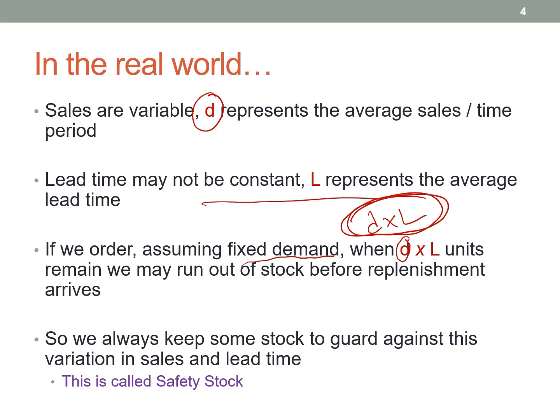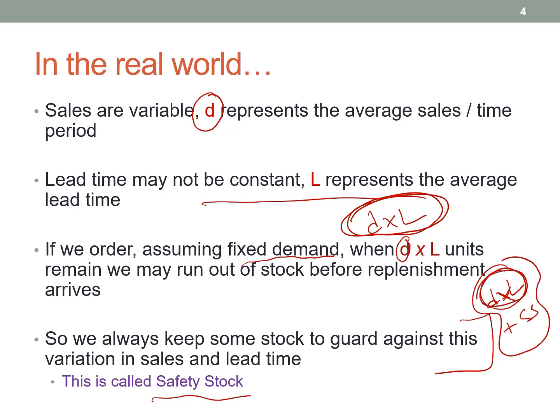And so to avoid running out of stock during the lead time for the order, we often add some extra stock, which is called safety stock. So instead of ordering when D times L units remain, we place an order when D times L plus safety stock units remain. And so we eat through this part of the inventory before the next order arrives, but we might eat through more than that, because the lead time turns out to be longer, or the demand turns out to be higher. So then we have some safety stock to take us through that extra demand or extra lead time.